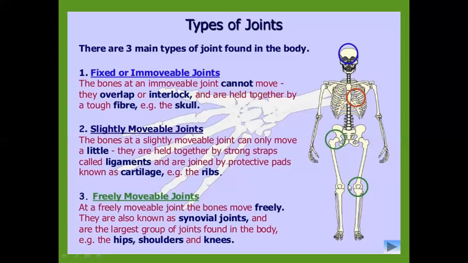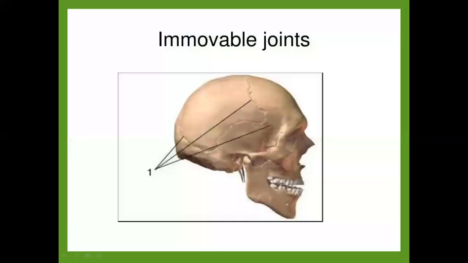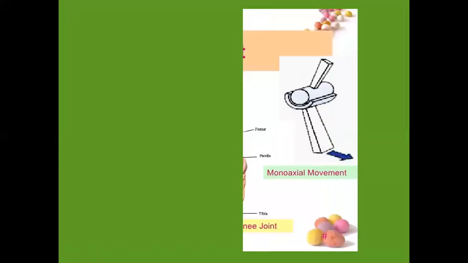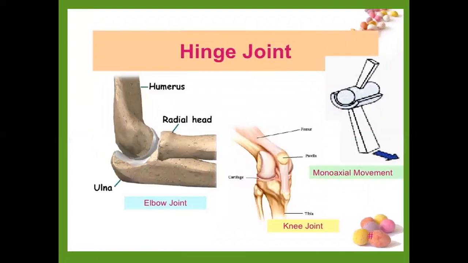Now, there are many types of movable joints in our body. You can see first this is a picture of immovable joints, and then I told you about movable joints. And there are other types of movable joints: hinge joints and ball and socket joints. This is the hinge joint, for example the elbow joint and knee joint.